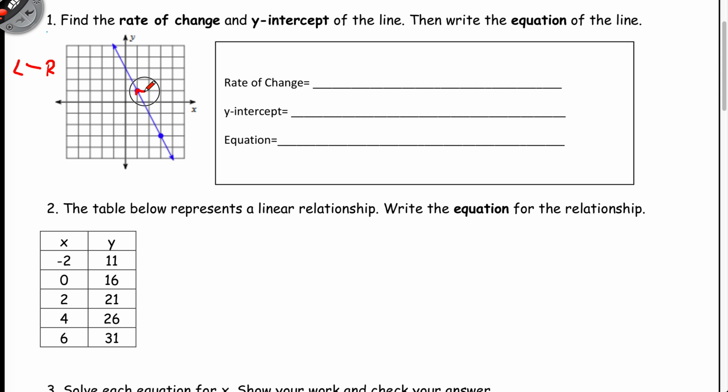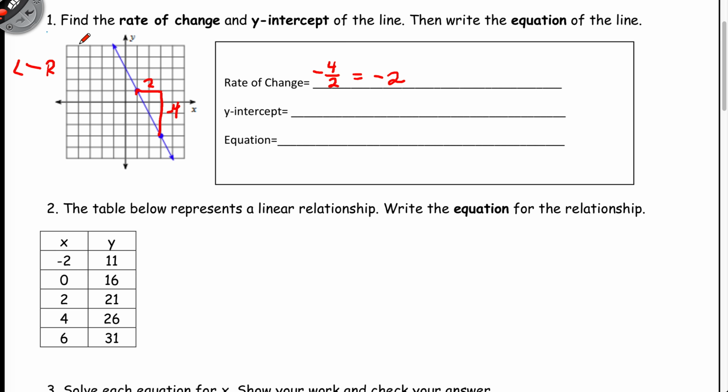How many boxes over does it take for me to line up with this other dot? It took me 2 boxes to line that up. Now, how many graph boxes down does it take? It took me 4. But because I had to go down, it's actually a -4. So my rate of change is -4 over 2. Now, if we divide that, we get -2. And that's your rate of change.